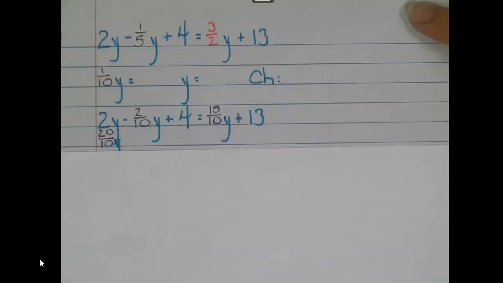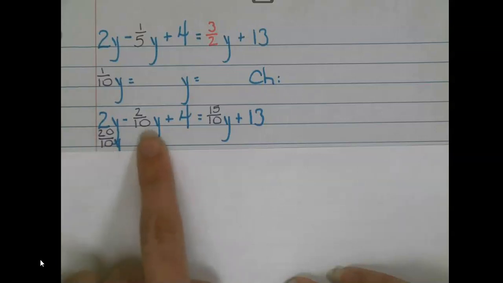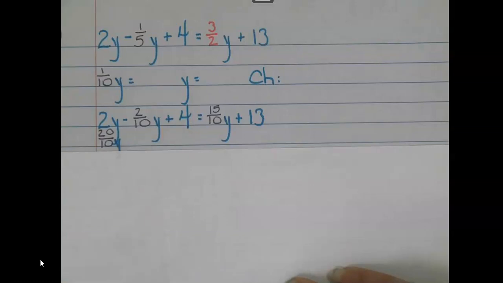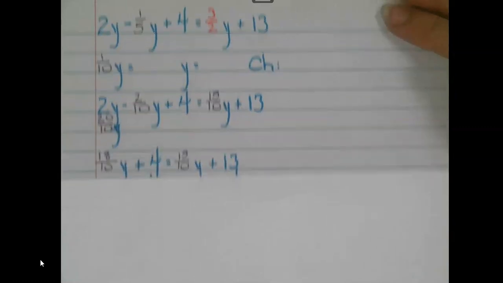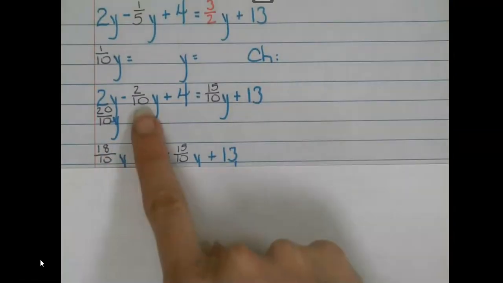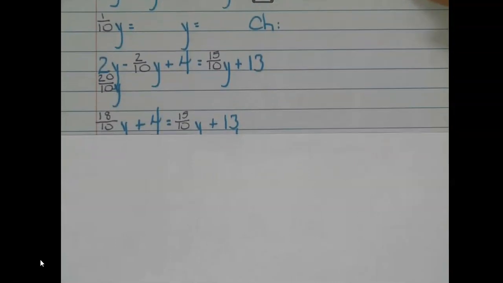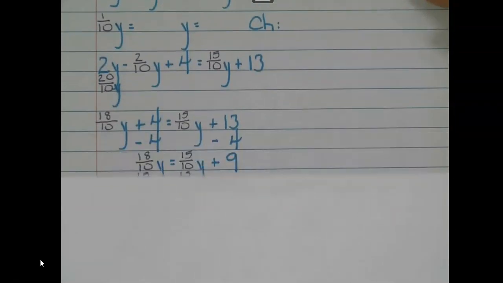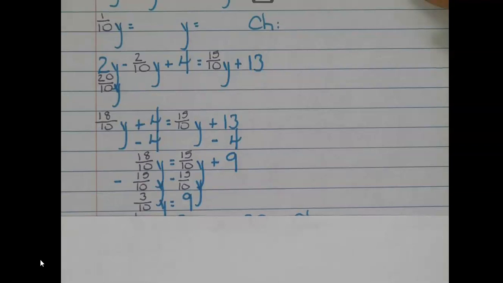All right, so over here I have my 2y, and if I make that into an equivalent fraction, that's 20/10 y minus 2/10 y plus 4 equals 15/10 y. So I have made my equivalent fractions for each of my fractional values. So 20/10 y minus 2/10 y gives me 18/10 y plus 4 equals 15/10 y plus 13. I will remove 4 from both sides, leaving me with 18/10 y equals 15/10 y plus 9. And then taking 15/10 y away from both sides leaves me 3/10 of y equals 9.